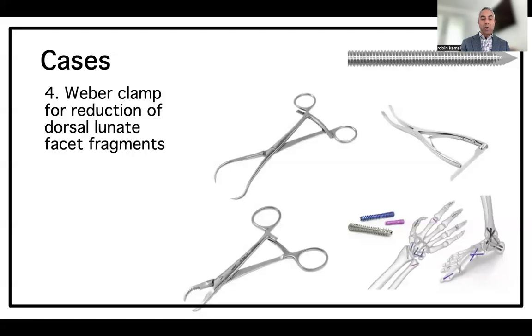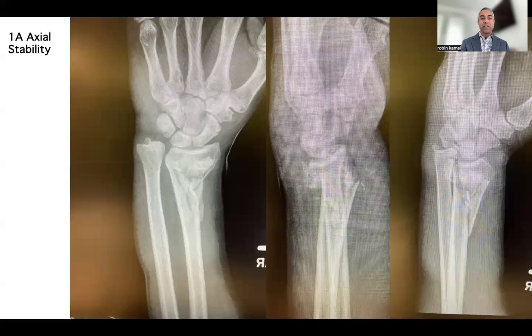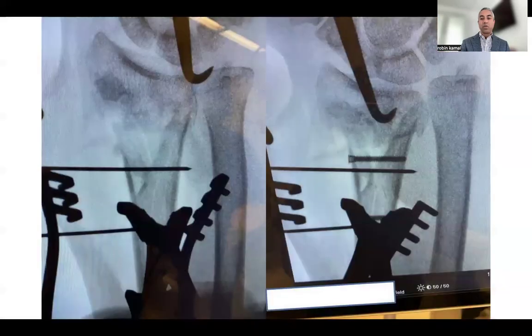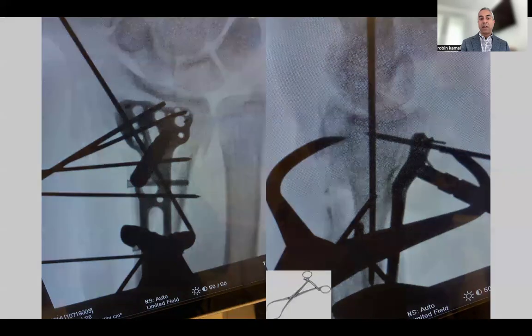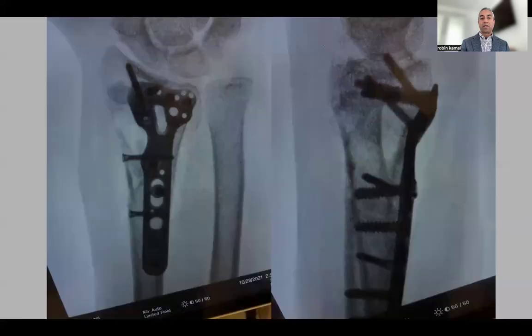I use Weber clamps in almost 90% of the distal radius cases that I do. It helps reduce my dorsal lunate facet. It also helps reduce my volar inclination for my distal radius. So here's an axially unstable fracture pattern that is extra-articular for the most part. And so here you can see me reducing and fixing the diaphysis with lag screws and holding provisionally with K-wires. And then I place my volar plate and I use my Weber clamp to reduce the distal articular surface to my plate and obtain my volar tilt and my final reduction here.